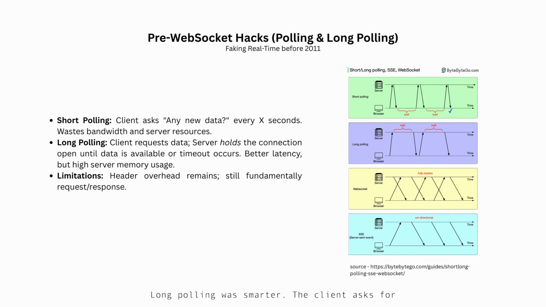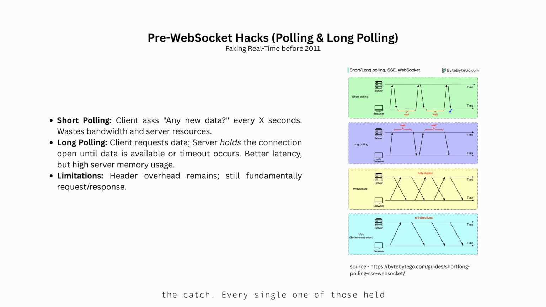Long polling was smarter. The client asks for data, and instead of immediately responding with no, the server holds the connection open. It just waits and waits and waits. When new data arrives or a timer occurs, then it responds back. Long polling reduces the latency because when the data arrives, the response goes out immediately.